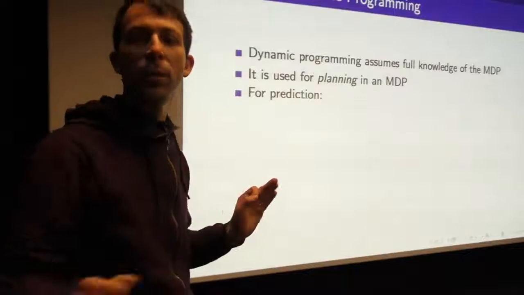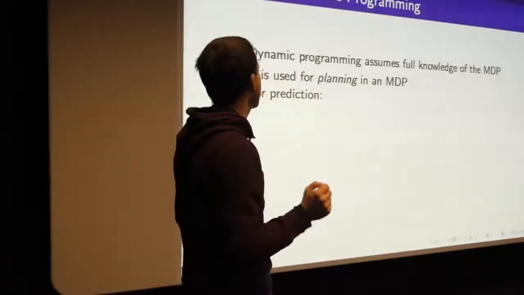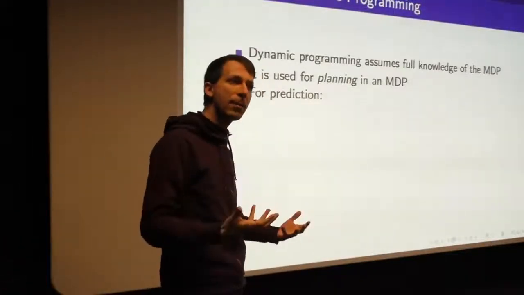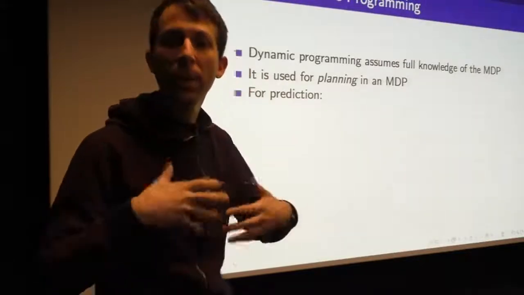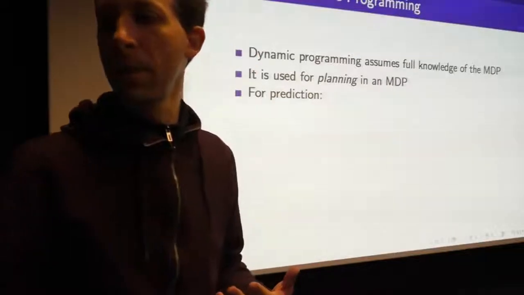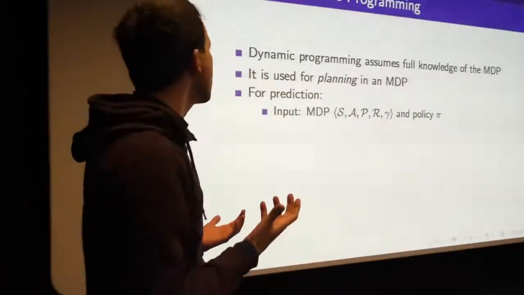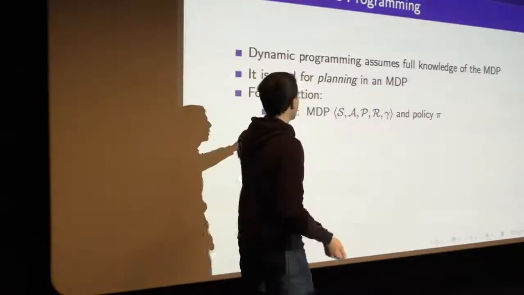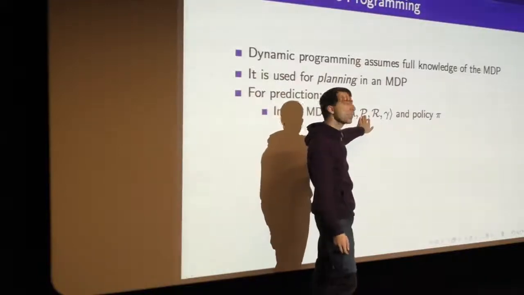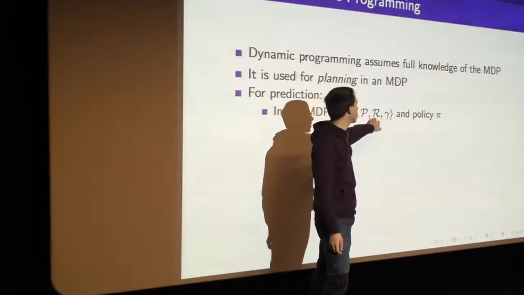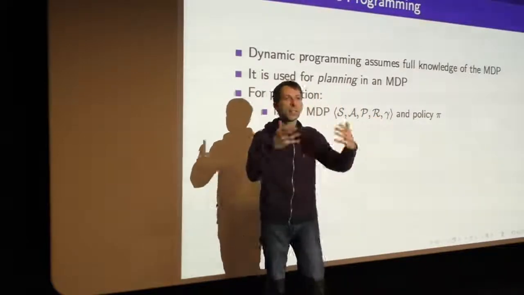And we can solve two special cases of planning in an MDP. Again, this came up in the introduction, this idea of prediction and control. First of all, we can plan to solve the prediction problem. So what does that mean? Well, it means that someone tells us an MDP. Remember, an MDP is like a state space, an action space, our transition dynamics, our reward function, and a discount factor. It's just our standard MDP.